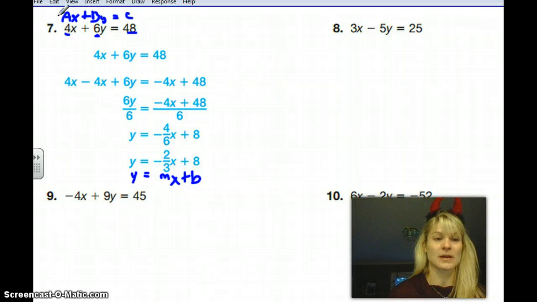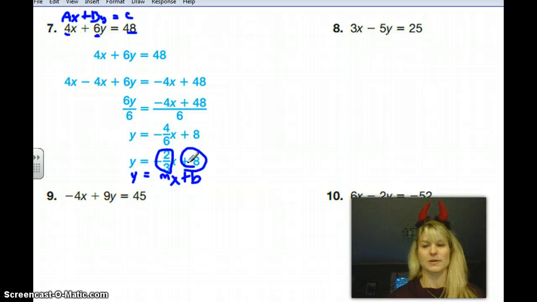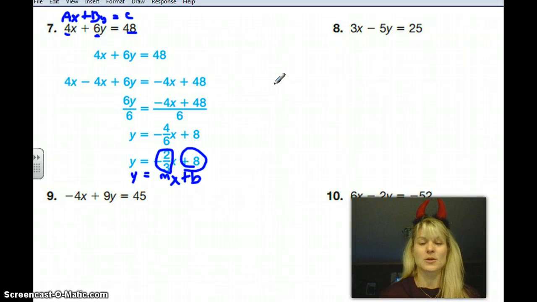The reason being, here we don't know what the slope is or the y-intercept. When we have it in this form, we can say the slope is negative 2/3 and the y-intercept is 8. So we have to get it from here to here. And this has a skill that we have to use all year long. It's something we're going to use a lot, and it's something we have to really do a good job at doing.